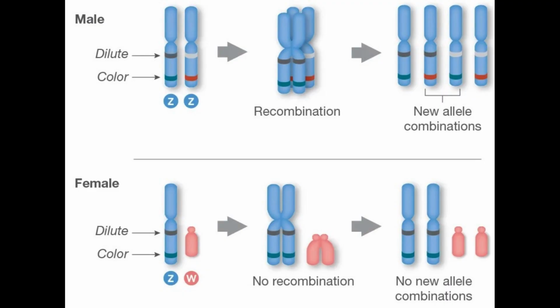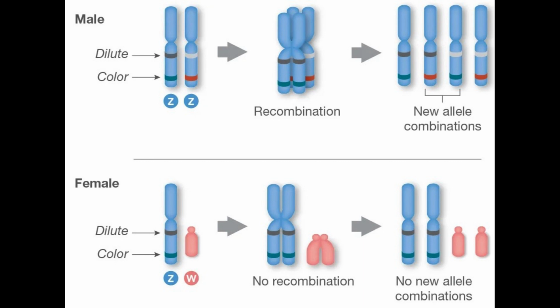The dilute and color genes are both on the Z chromosome. The two genes are not only sex-linked, they are also close enough together to be genetically linked. Under normal circumstances, two genes are considered genetically linked when they are separated by a recombination event less than 50% of the time. Unlinked genes are inherited separately exactly 50% of the time.